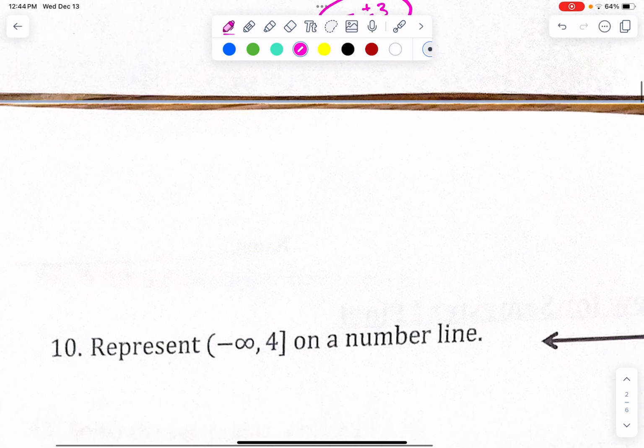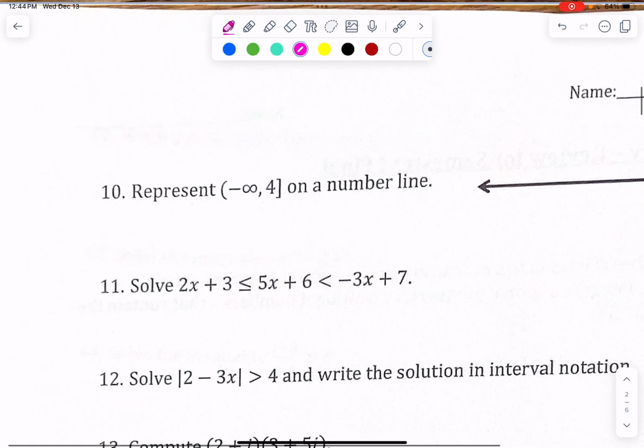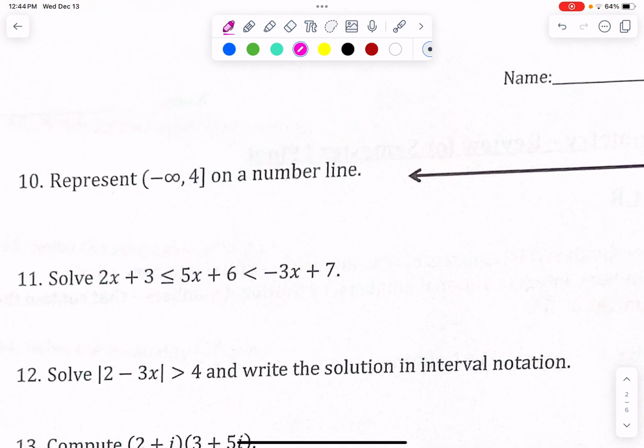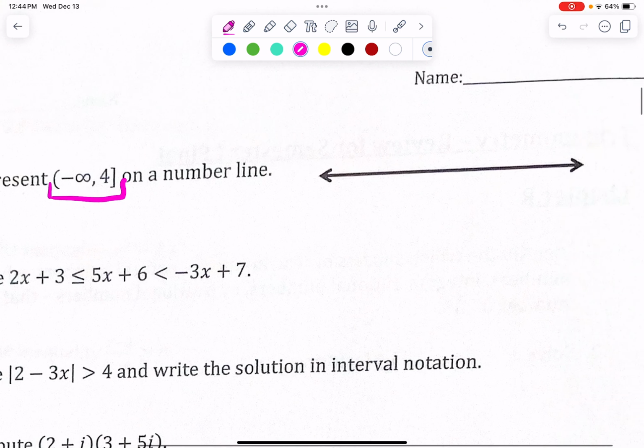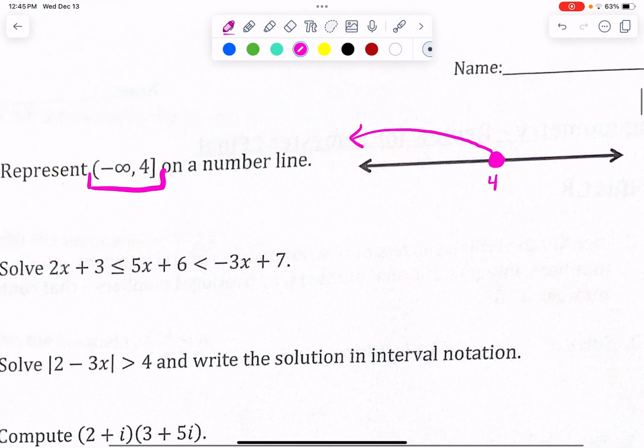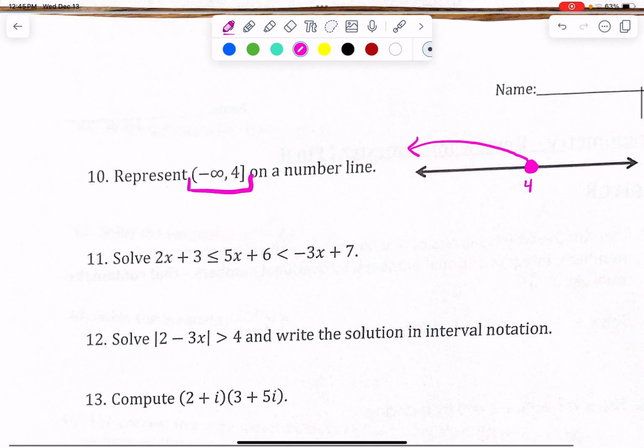Okay, all right, let's go to the back side. Oh, these are going to be so nice. Number 10, hey Carter, this one's for you, since you say this is the only thing that you can do. Negative infinity to 4, bracket. Write it on a number line. 4 is my number. We're going negative infinity to 4, so we're doing one of these. And bracket means closed circle. Carter, you better have got that one right. Okay, there you go. That was number 10. That was fast.